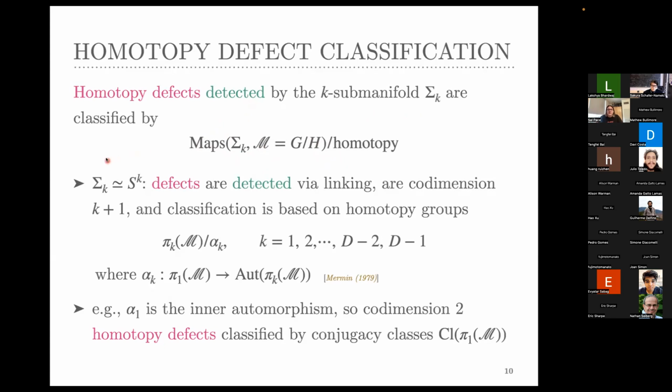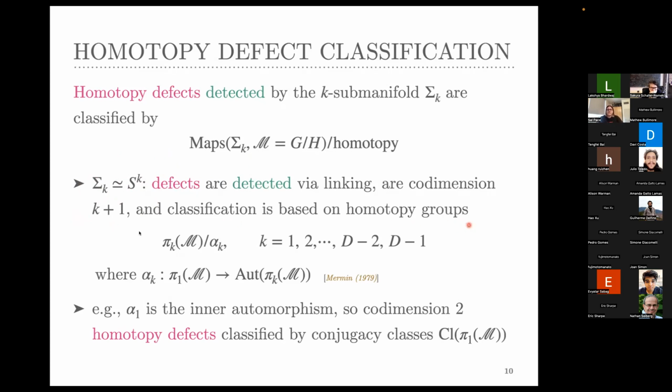So a very simple case, which is the case I'll primarily talk about, is when this sigma k can be deformed into a k-sphere, the defects are detected just by linking. So that also means they're codimension k plus 1. So codimension with respect to space-time. And now we're looking at maps from k-spheres to some space, so the classification becomes based on the homotopy groups.